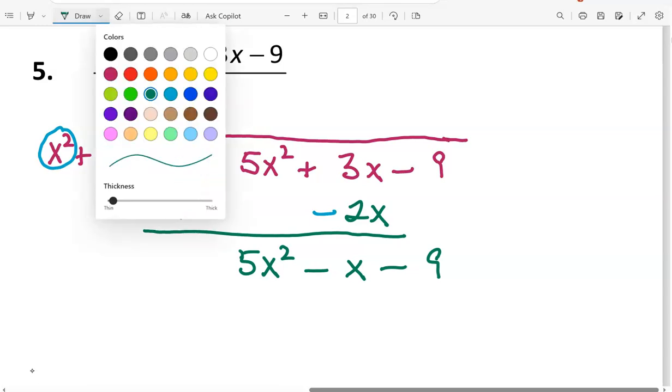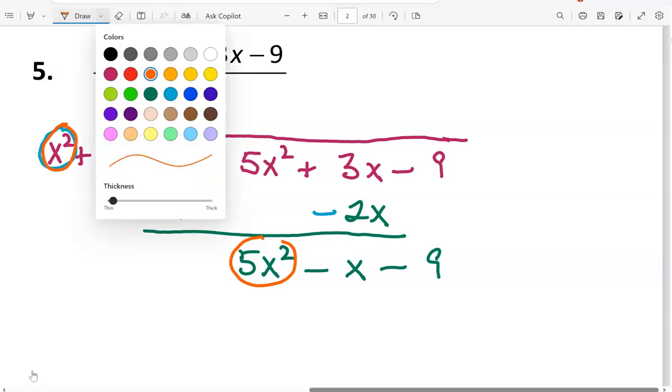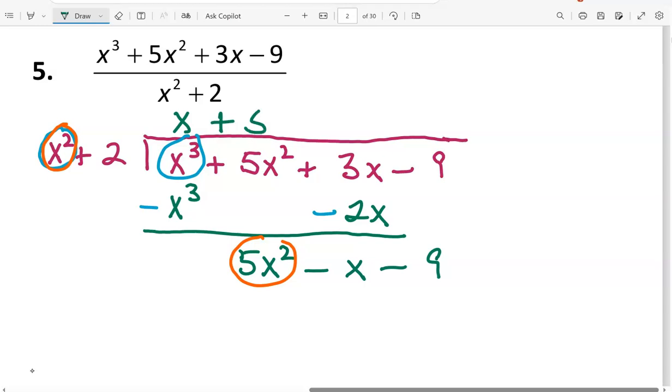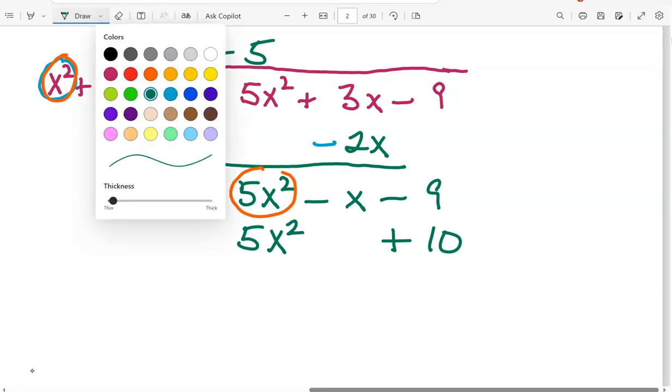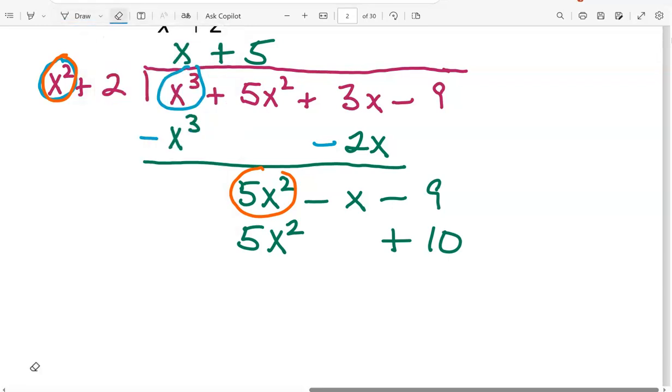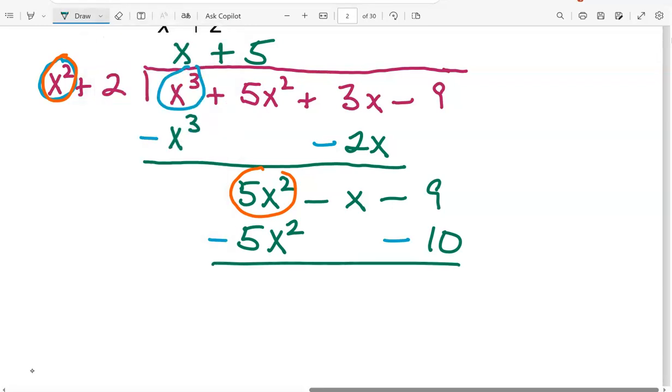Next, first term divided by first term is 5x squared divided by x squared, which is 5. Now 5 gets multiplied by the entire divisor. 5 times x squared plus 2 is 5x squared plus 10. I'm going to change the sign on each of the terms in that result that I just wrote, and then add. 5x squared plus negative 5x squared is 0, and the next is x.